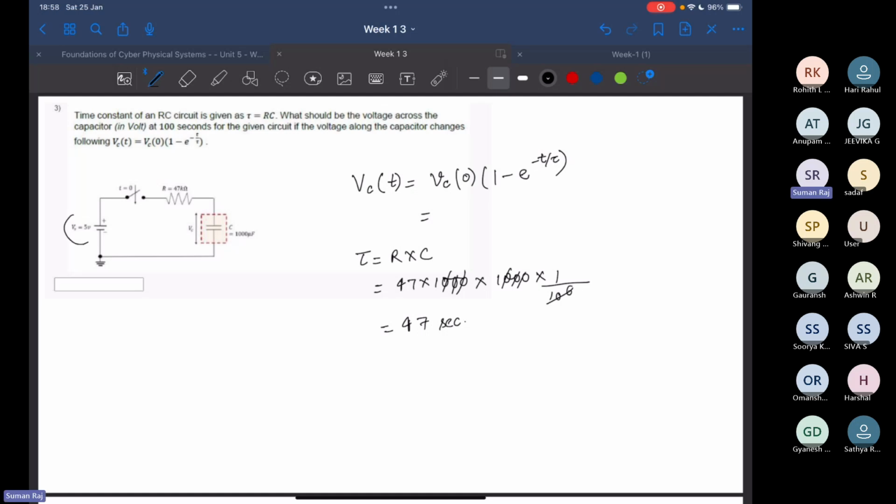What is VC0 over here? 5 volt. It is what? 5 volt. Correct. Then 1 minus e to the power minus 100 by 47, correct. So this becomes how much? Right? 4.4 volt is the voltage remaining at your source after 100 seconds. All right.